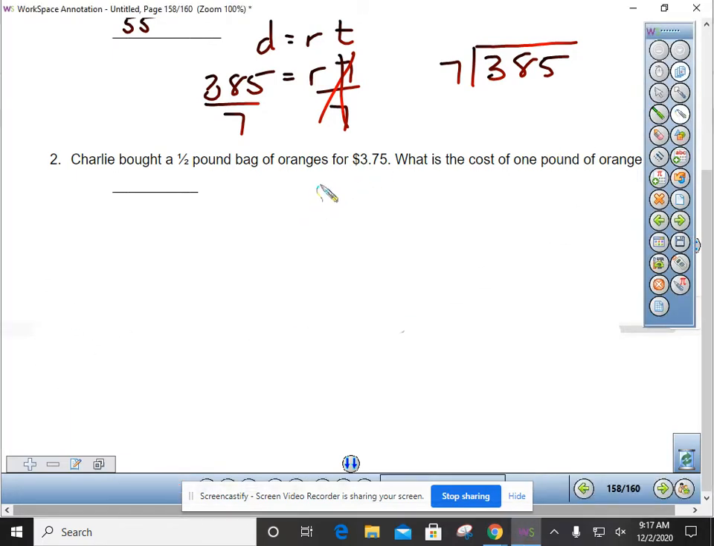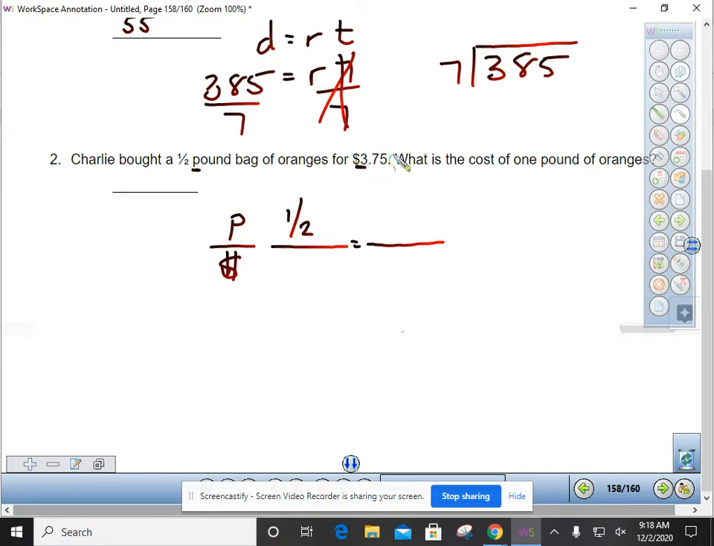When you write these proportions and when you figure unit rate, you always need to put the words first. Always label it. So what do you think our words are? Pounds and money. Pounds over monies. And you're going to write the proportion. And what do you know? That she bought a half a pound is how much money? $3.75. And what is it asking you about? 1 pound. Where does the 1 go?